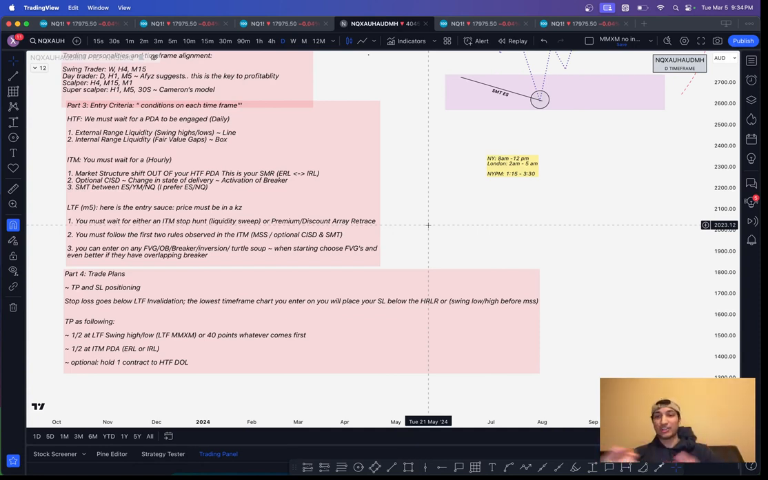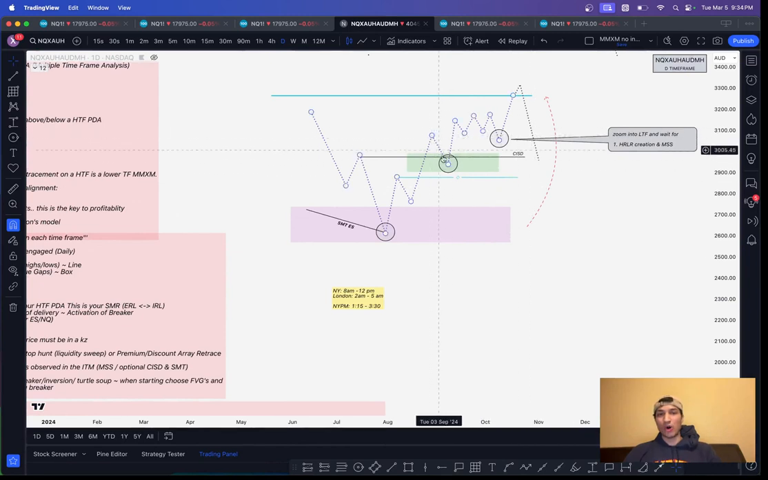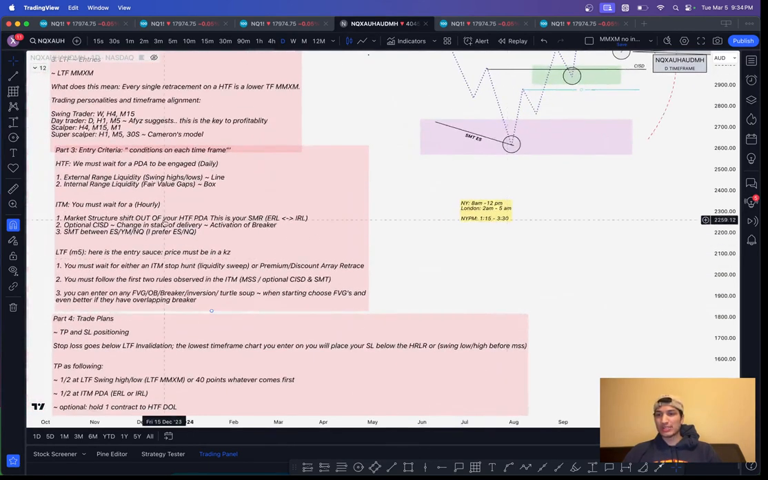You can enter on a FVG, an order block, a breaker, an inversion, turtle soup it. The PD array doesn't matter because you're getting involved in this area of high confluence. This retracement on the hourly is going to give you this next leg higher, right, on the hourly as an entry on the 5-minute. And then again, this entry in here, which is a turtle soup entry, on the 5-minute is going to give you an entry long. As long as you see one of these two conditions met, a stop hunt or a premium discount array retrace.